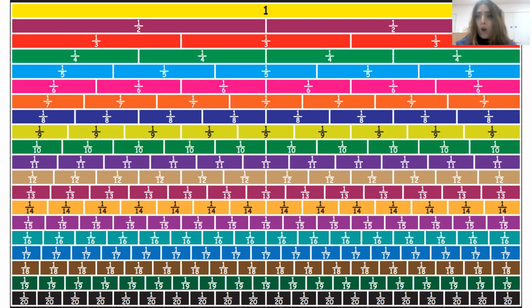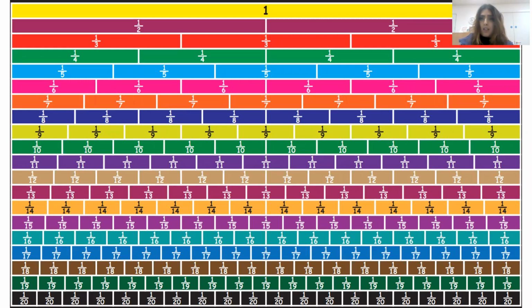So one whole means it's one long piece. For example, here, badly cut, but it's one piece. Now, if I fold it into two equal parts, it's one whole that's put into two parts. That's called a half. If I have one whole and I've folded it up into three equal parts, I have a third.